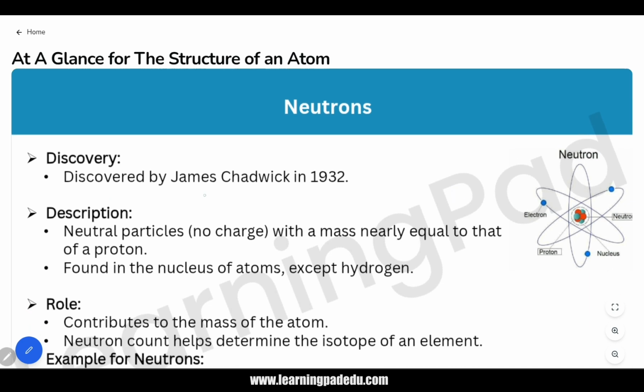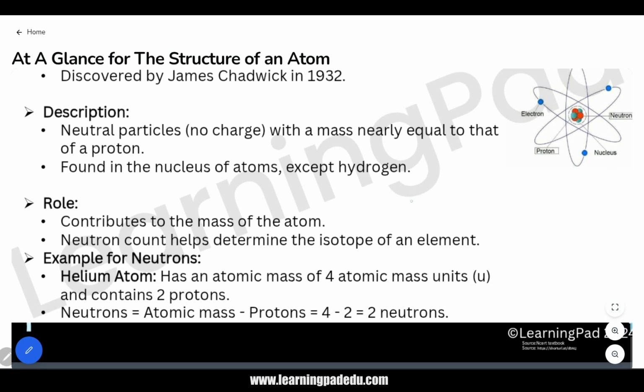The next thing which we are going to study is about neutrons. Neutrons were discovered by James Chadwick in 1932. The description given by James Chadwick is that neutrons are neutral particles with mass nearly equal to that of a proton, and neutrons are found in the nucleus of all atoms except hydrogen. Then what is the role of neutrons? It contributes to the mass of the atom, and neutron count helps determine the isotope of an element.